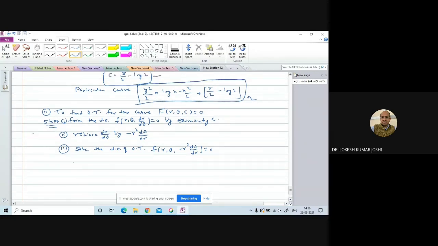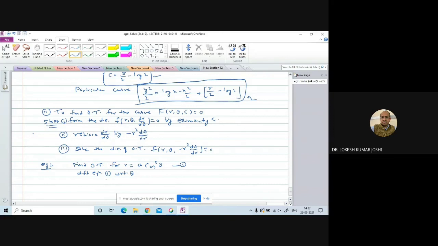Here we have one example based on this type. Find the orthogonal trajectory for r equals a cos square theta. Say this is equation number 1. The very first step is to differentiate equation 1 with respect to theta.